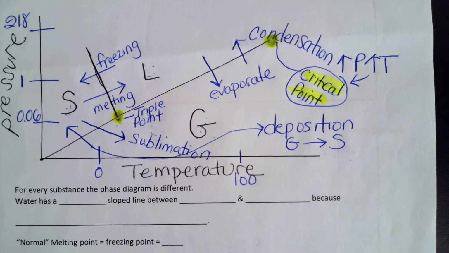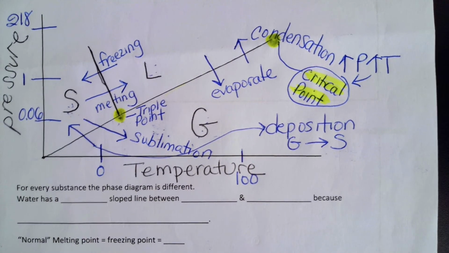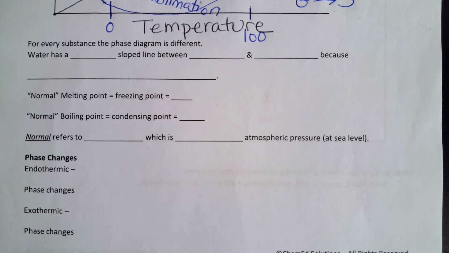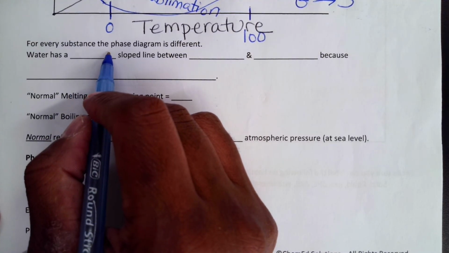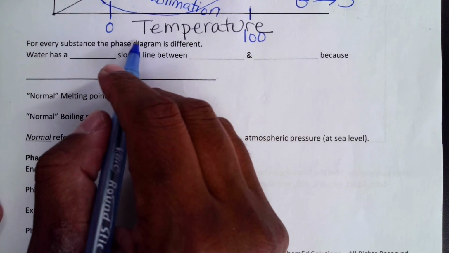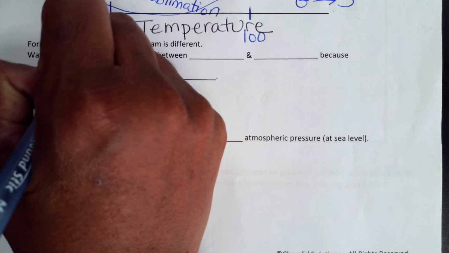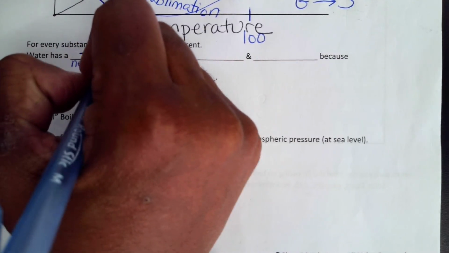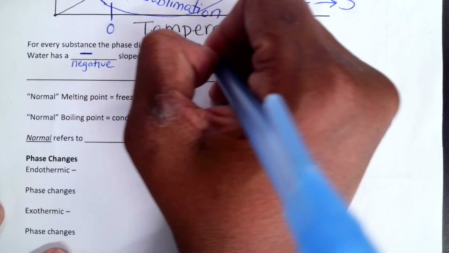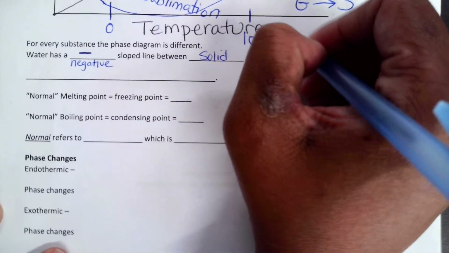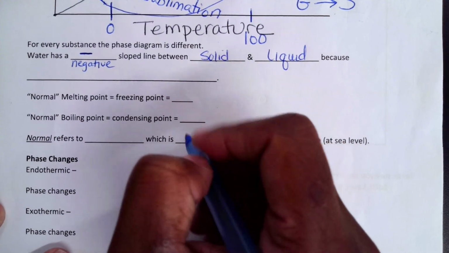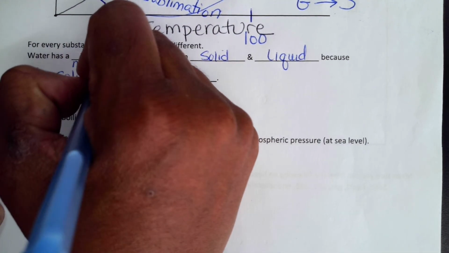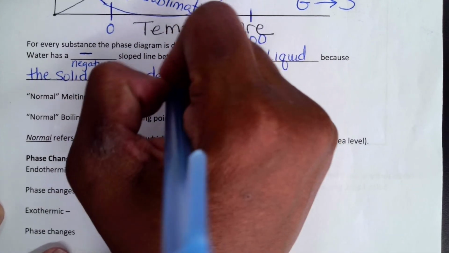Okay, so now I'm gonna fill in the notes at the bottom, and then I'm gonna end this recording. We got 3 minutes on this recording left. All right. So for every substance, the phase diagram is different. Water has a negative, I'm going to put a minus there. It has a negative slope line between the solid and the liquid because the solid is less dense than liquid.